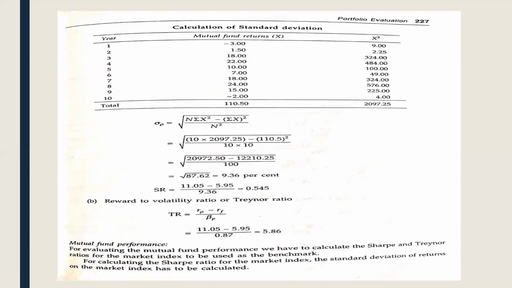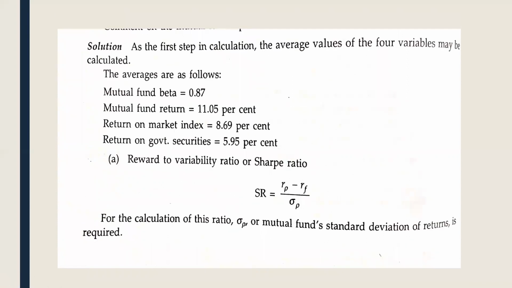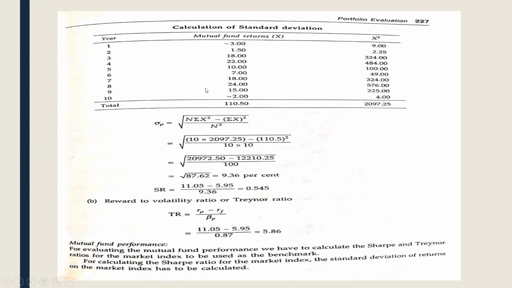Now we need to calculate Treynor's ratio. The numerator will be the same, right? 11.05 minus 5.95. Now we need to divide it with the beta value. The beta value is also available here. We added up all the beta values and divided by 10 and we got the average as 0.87. So we're going to divide it with 0.87 and we'll get 5.86 as Treynor's value of return from the mutual fund.